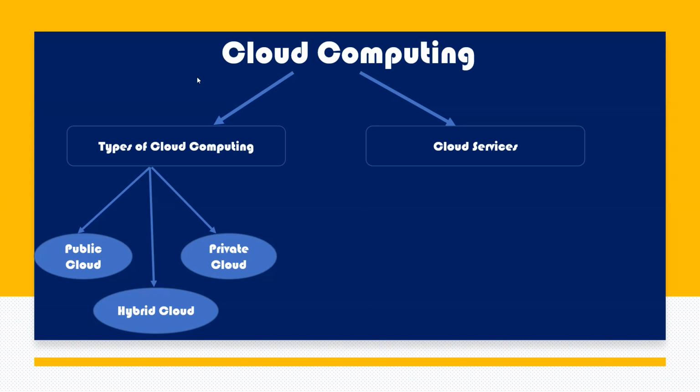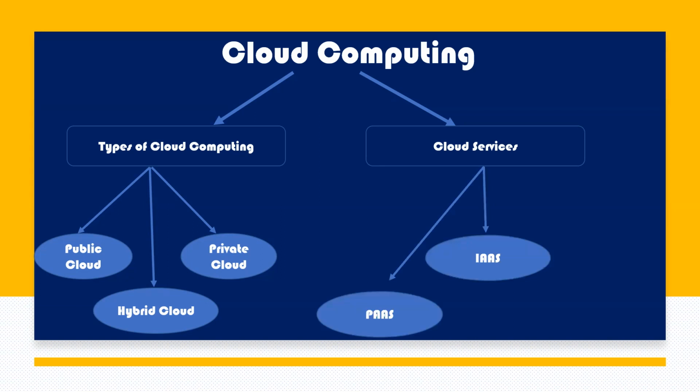And cloud services. IaaS, infrastructure as a service. Another one, platform as a service. Software as a service. Three types of services. So what are the services? Infrastructure as a service, platform as a service, software as a service. Right? What is the meaning of these service types? IaaS, PaaS, SaaS.